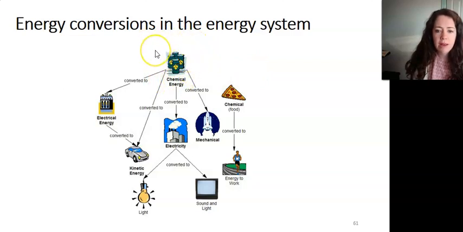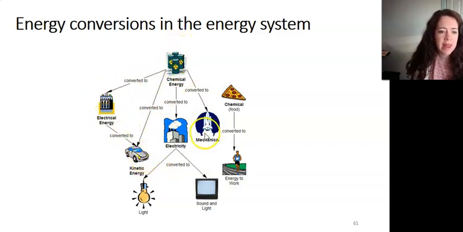Usually we start with chemical energy. All fossil fuels are stored as chemical energy, and biomass is also stored as energy. Here, for example, that pizza. So you can convert that oil, gas, coal into electrical energy, or you can convert it into kinetic energy in a car, or that electrical energy can go into a car through a battery.